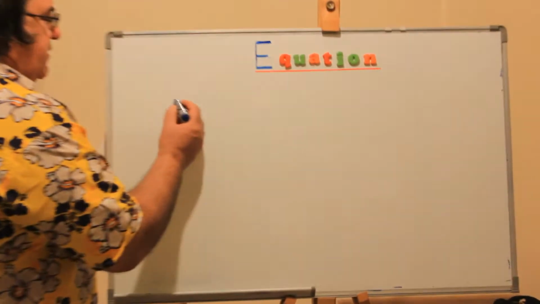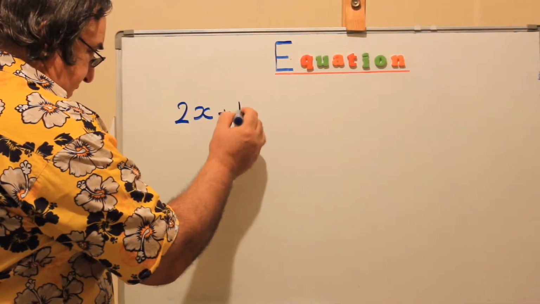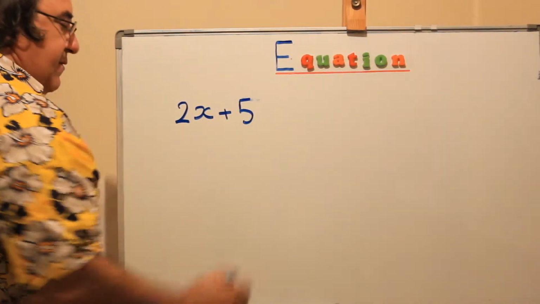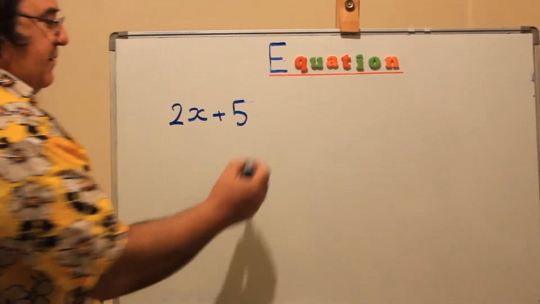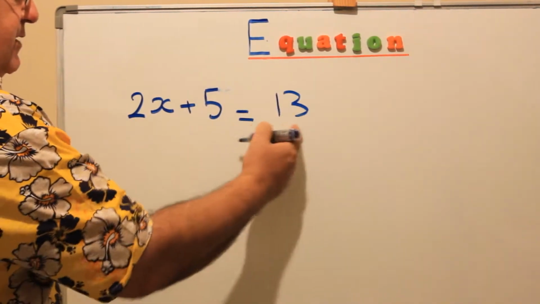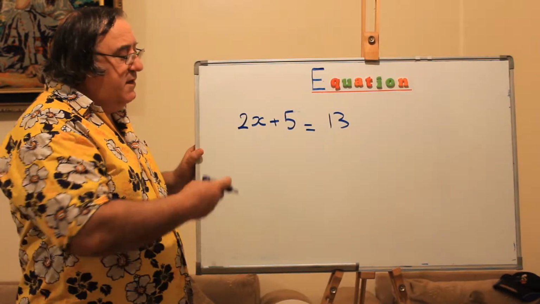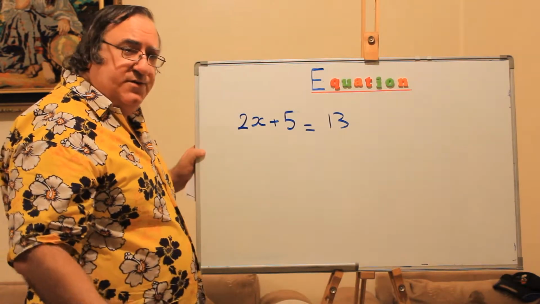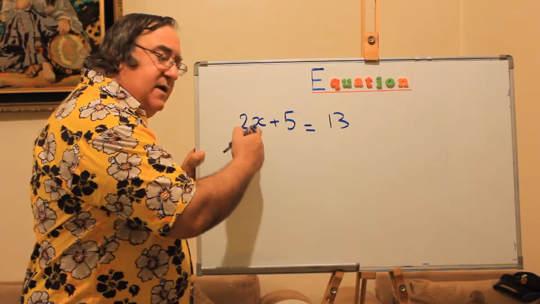if you have an expression 2x plus 5, then if this is an algebraic expression, if I put it equal to 13, then this would be an equation. So if such an equation comes to you, you will be asked to find the solution or solve. It means find what will be the variable x equal.